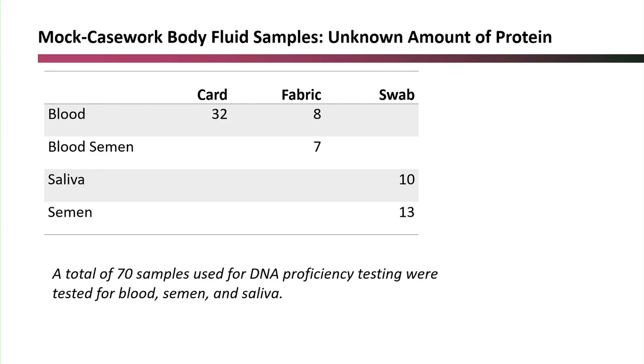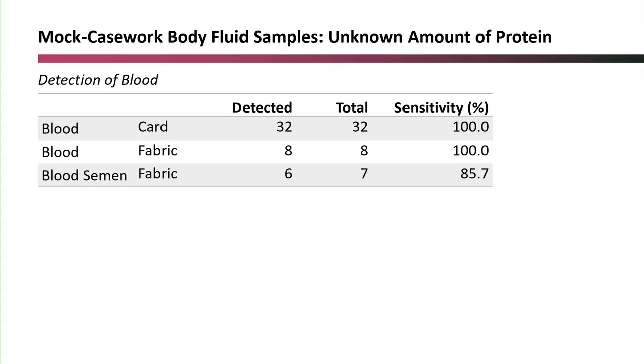Then we also tested some less controlled samples with unknown amounts of protein. These are samples we got from our DNA QA/QC folks. They're used for DNA proficiency testing and are prepared with blood, semen, and saliva. So we're using them to see how well we can detect our body fluids on these somewhat less controlled samples. We have some blood cards, blood and blood-semen mixture stains on fabric, saliva swabs and semen swabs. For detection of blood, we got all of the cards.